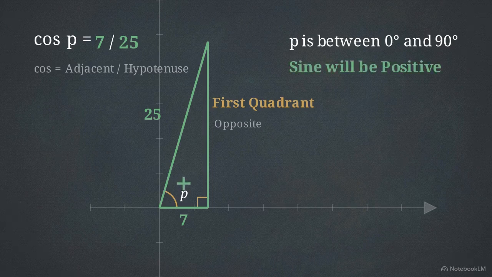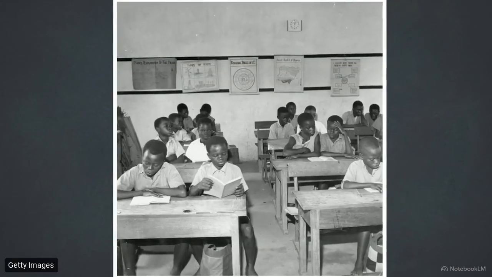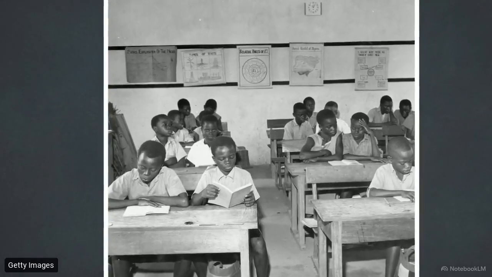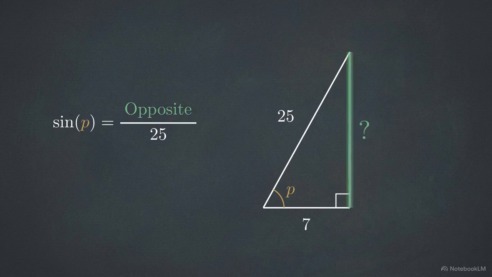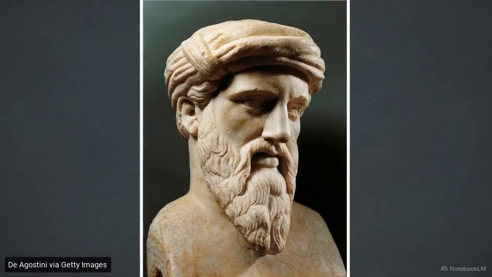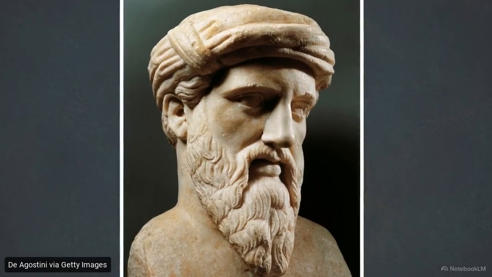This just means p is an acute angle in the first quadrant, so our final answer for sine will be a positive number. Knowing two sides of a right triangle gives you the necessary information to find the third. Once you have all three lengths identified, you can calculate any ratio the examiners ask for. To find the sine of p, we need to know the length of the opposite side. To find that missing piece, we'll use the famous theorem from Pythagoras.